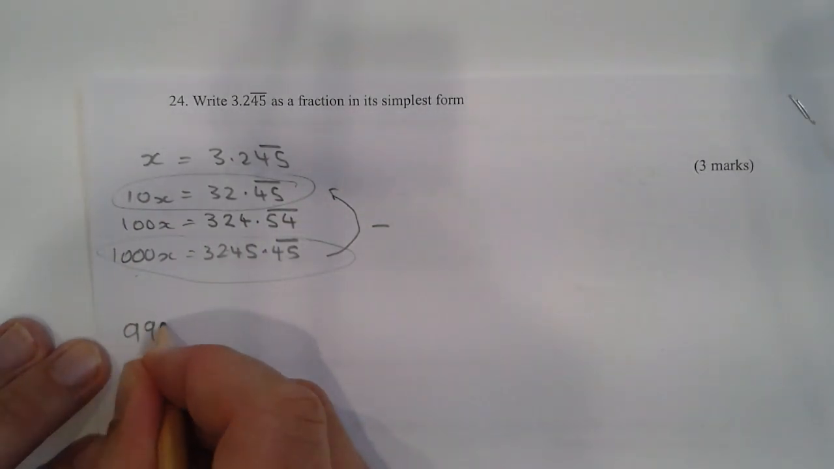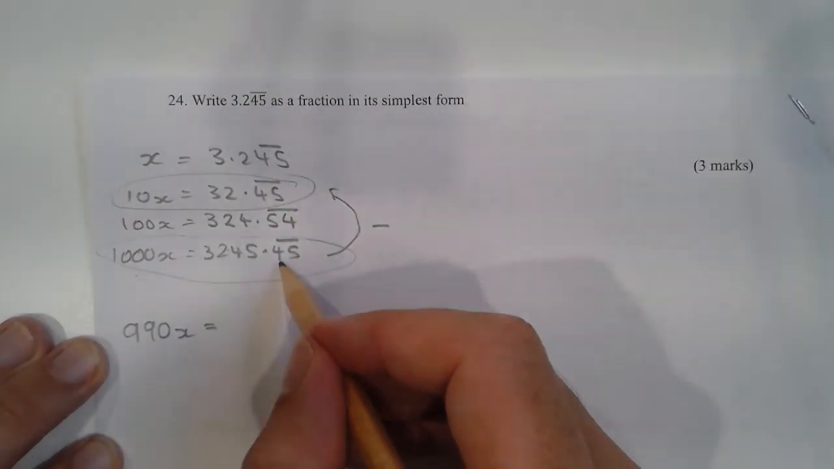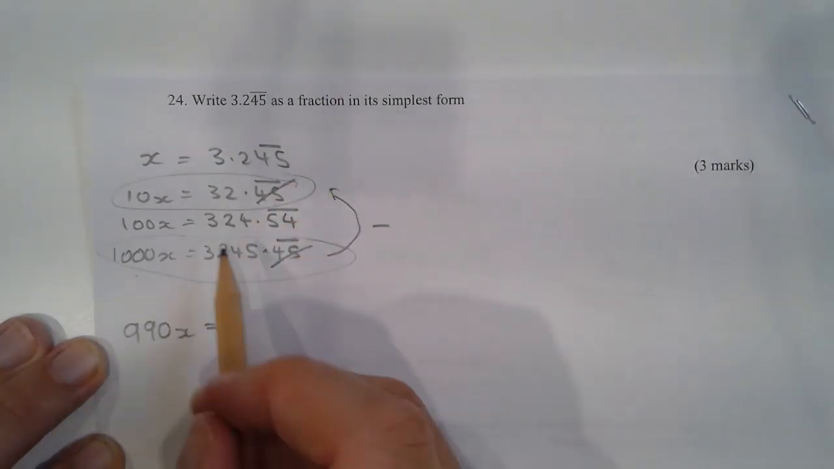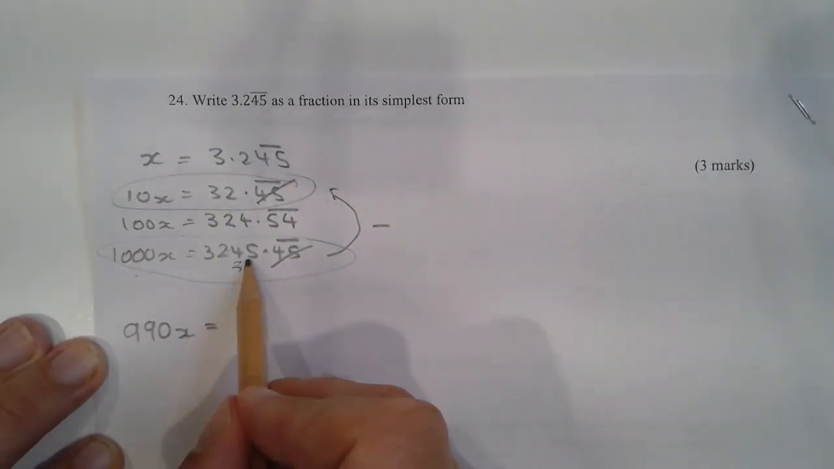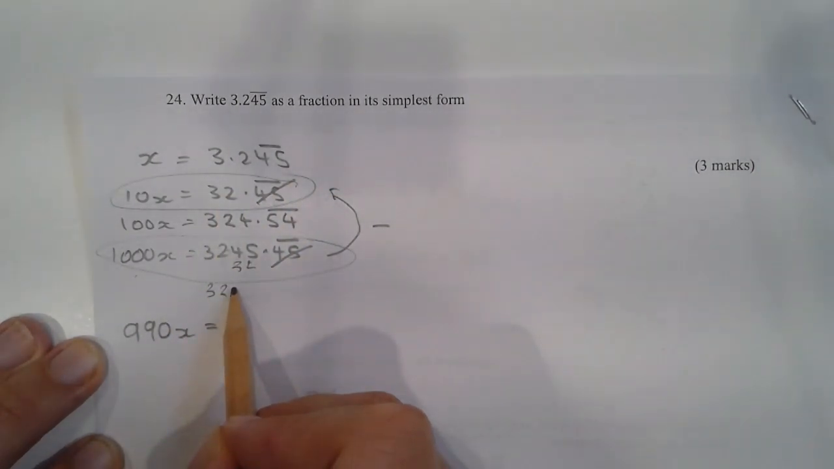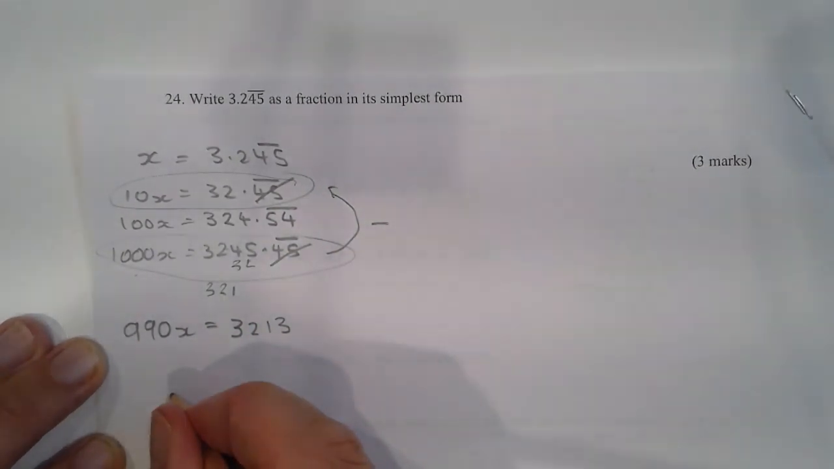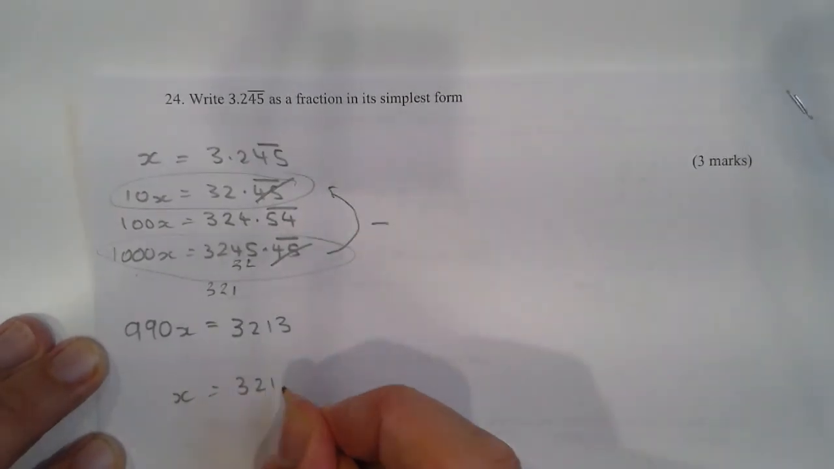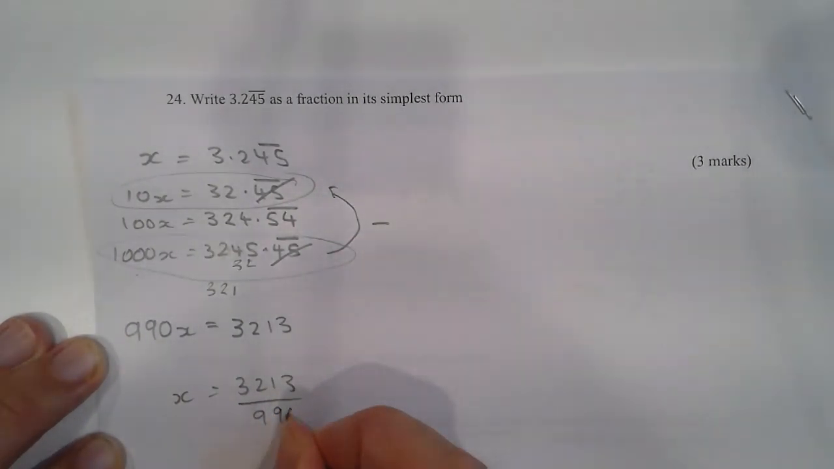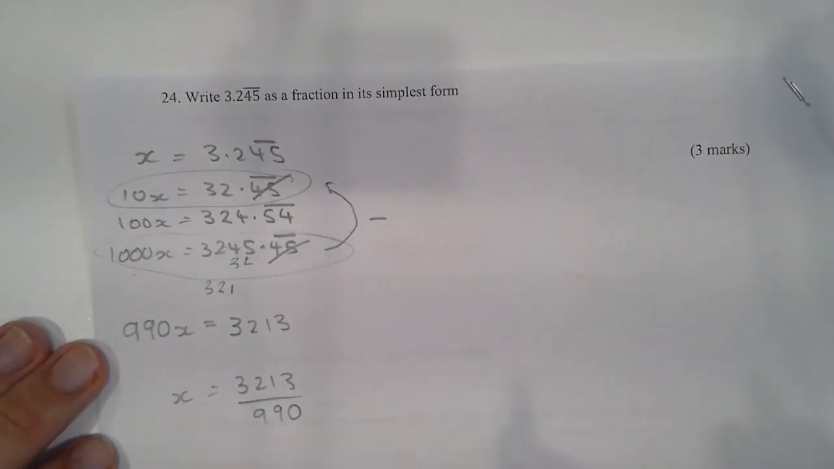Now this and this both have the same decimals recurring, so if I subtract that, 1000x take away 10x is 990x. The decimals cancel each other out. And 3245 minus 32 is 3213, so 990x equals 3213. And then divide that by 990, which would be our fraction. Now that gets a bit tricky, really.